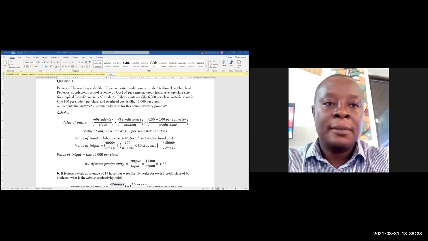Over here, you can see that I've added the 130 to the 100, which is the total amount of money spent per semester, irrespective of where it is coming from. Like I said earlier, you can have what the school spends, which is 130 times the number of students, which is 60, and the number of credit hours that you have. Then what is supplemented by the Church of Pentecost will be the 100 multiplied by the number of students and the credit hours. When you put it together, you should get 41,400 per semester per class.